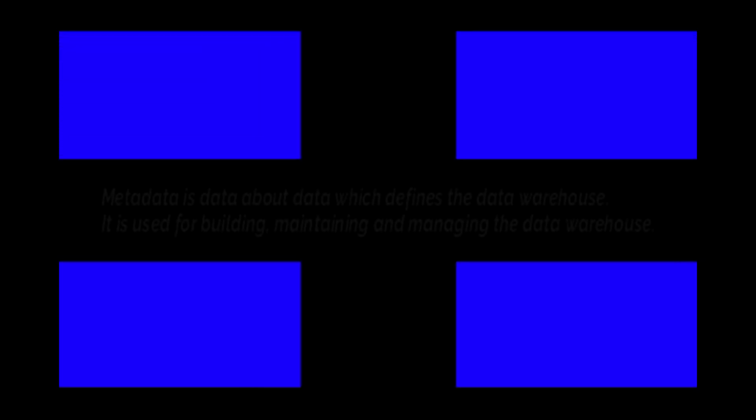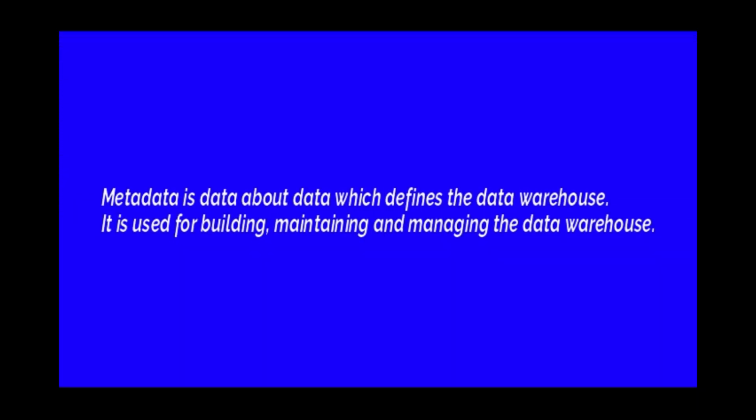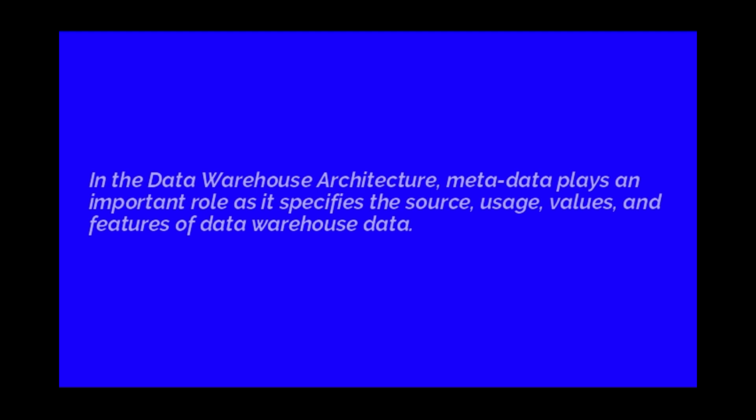Third, metadata. Metadata is data about data which defines the data warehouse. It is used for building, maintaining, and managing the data warehouse. In the data warehouse architecture, metadata plays an important role as it specifies the source, uses, values, and features of data warehouse data.